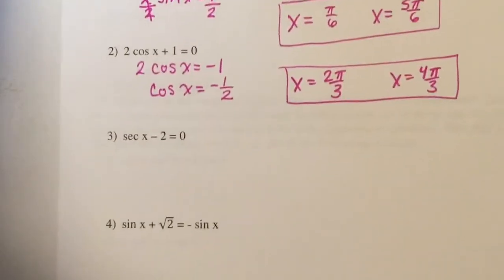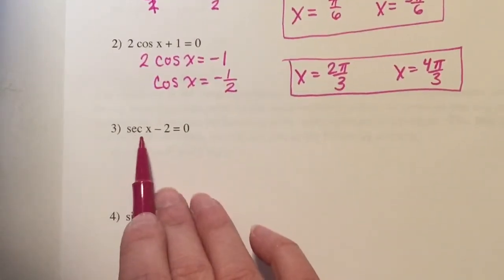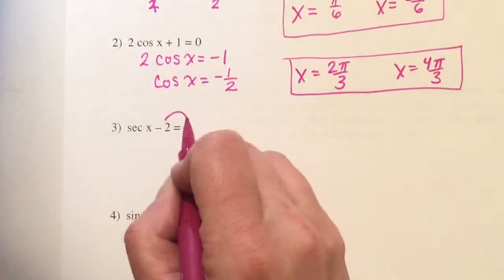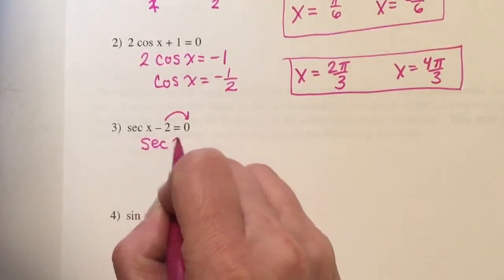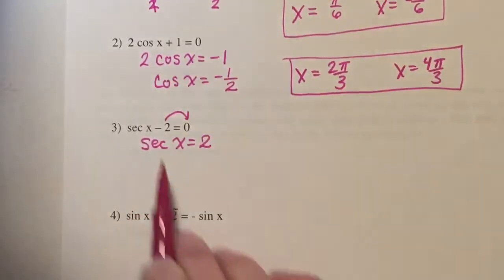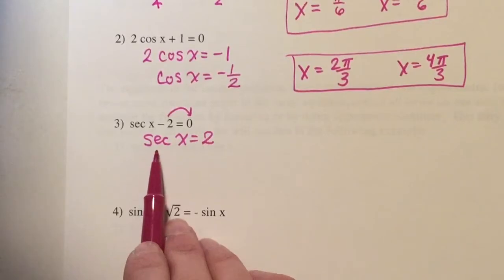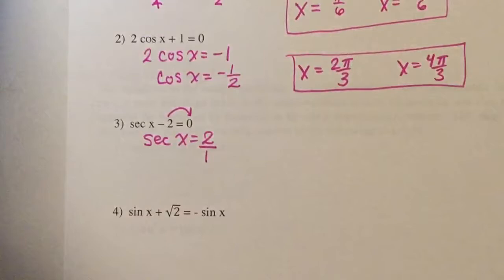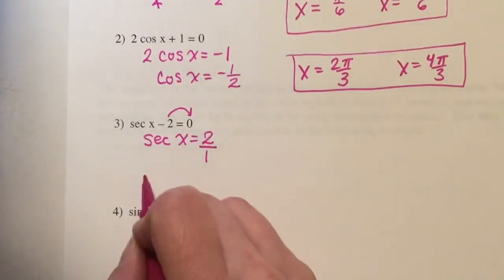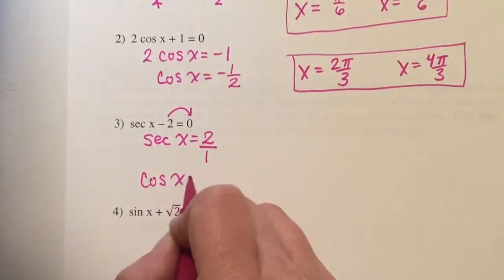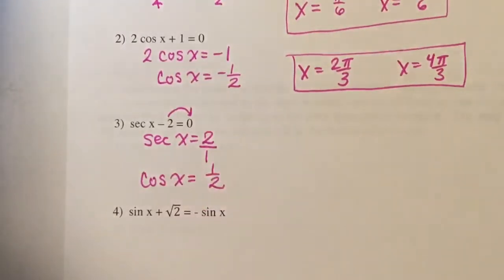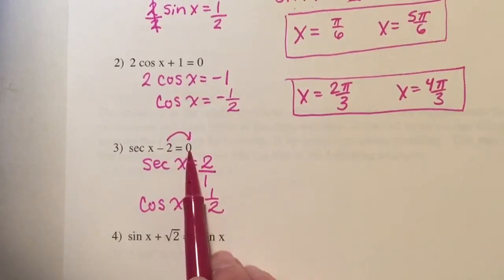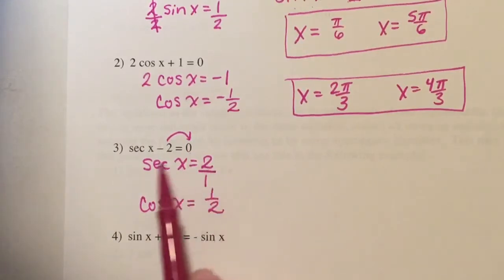Let's go ahead and do another one. If I want to isolate the trig function, that means I want the secant of x alone. So if I add 2 over, secant of x equals 2. Now remember, the secant is the reciprocal of the cosine. So if the secant is 2 over 1, that means the cosine of x would be 1 over 2. Again, I took the minus 2 and added it over. That's how I got a positive 2.